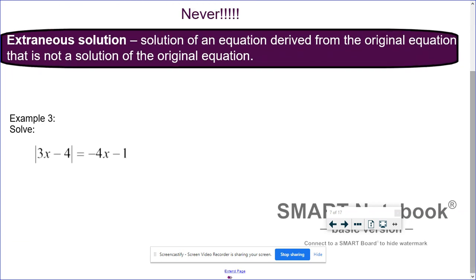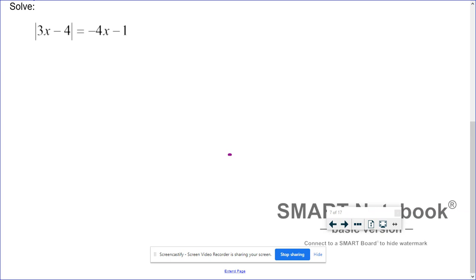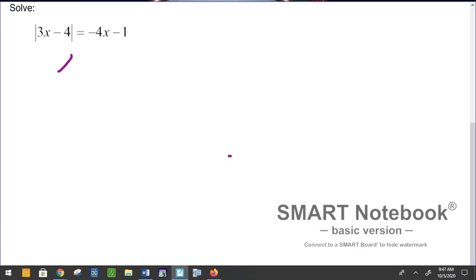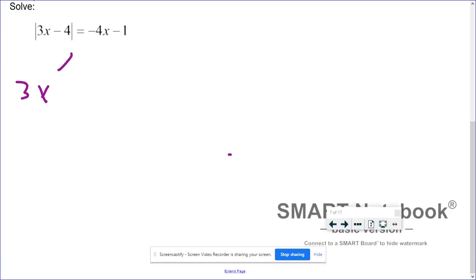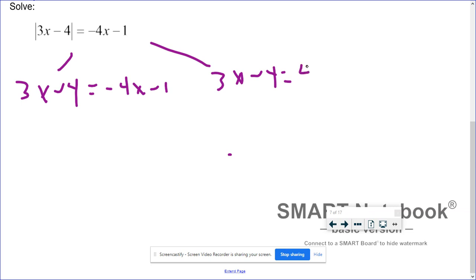So let's take a look at what happens here. First thing we're going to do is split it, right? If I assume what's inside is positive, then it's going to be equal to what's on the outside, so negative 4x minus 1. If I assume what's inside is negative, then it's going to be the opposite. So the opposite of both terms: positive 4x, and plus 1 is a negative 1.